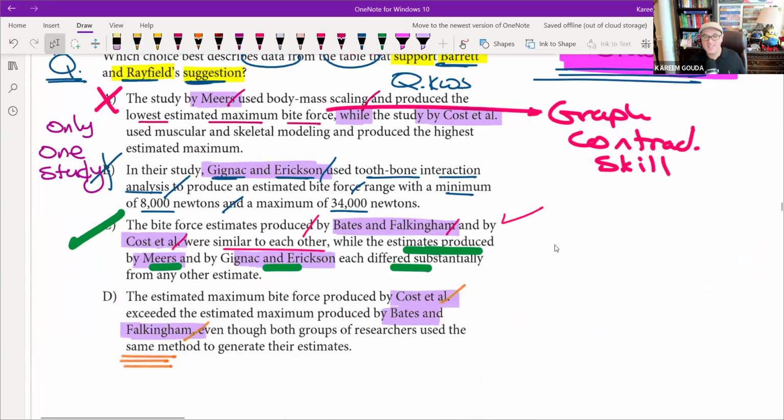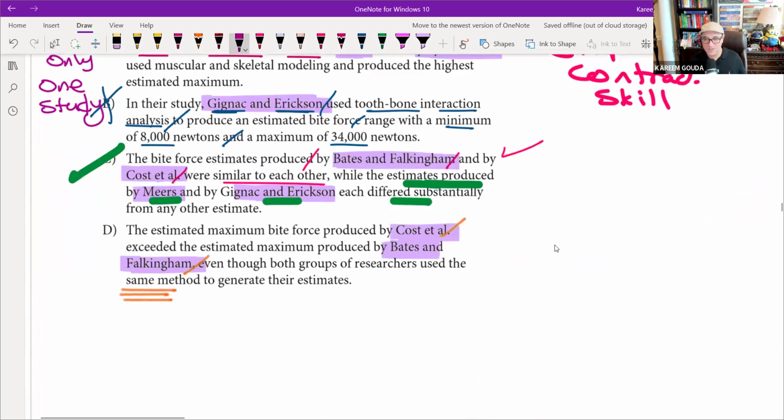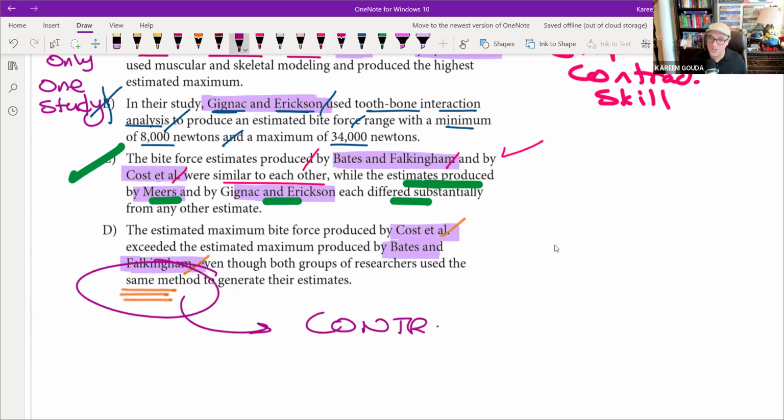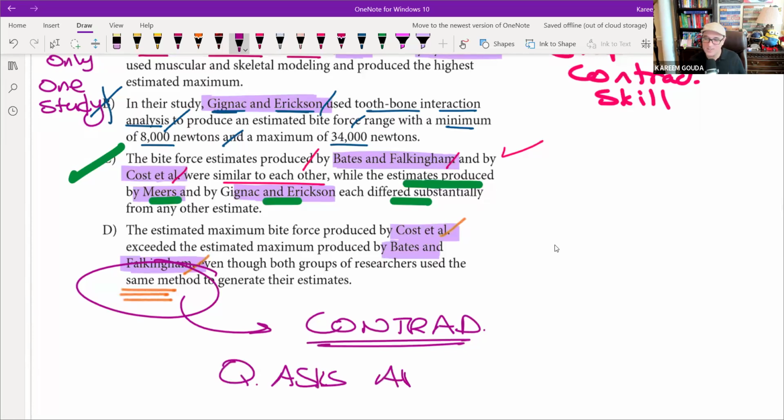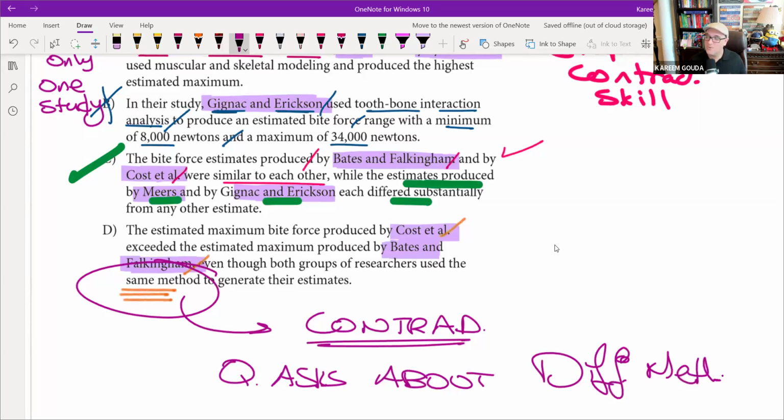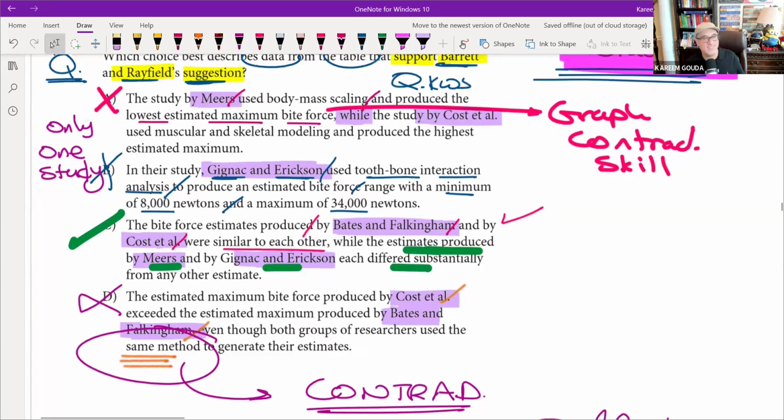Wait a minute. Answer D then talks about two different sets of researchers, but they use the same method. And this is called a what? Contradiction. Why? Because the question asks about different methods. Because the question basically says, we want to prove that different methods will produce different forces. It's influenced by it. So D is wrong. This leaves us with only C.